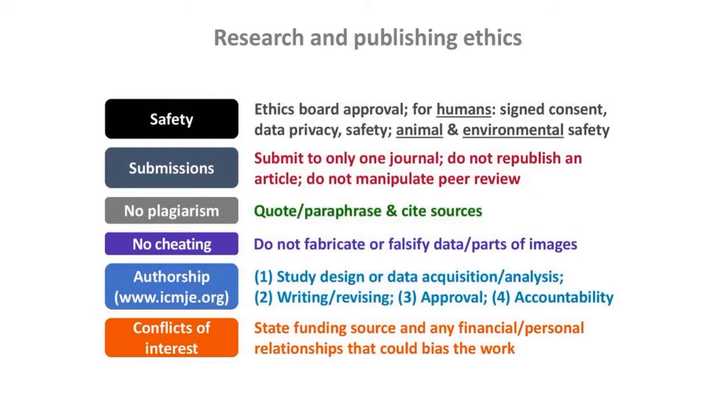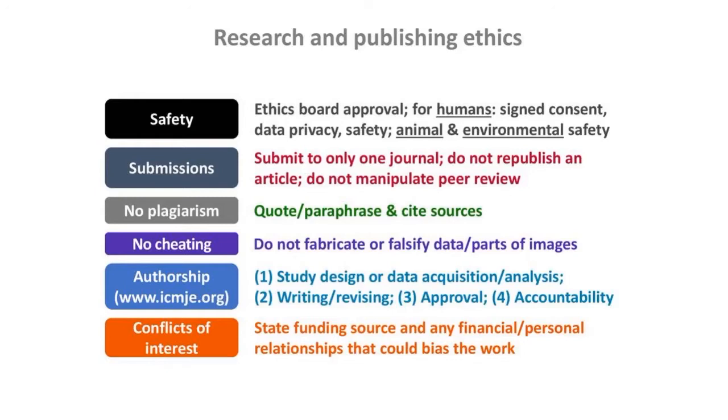And maybe you've come across some of these in your own work. Maybe you've come across some of these in your own experience as a publisher, as an academic working at a university. We encourage all of our young researchers, all of our authors, to have a think about these issues before they begin the publishing process. Safety, ethical board approval, submissions. You're only allowed to submit your article to one journal. You can't republish if something has already been published, and you can't manipulate peer review, and so on. It goes on down the checklist: plagiarism, cheating, authorship, we'll talk about that in a minute, and conflicts of interest.